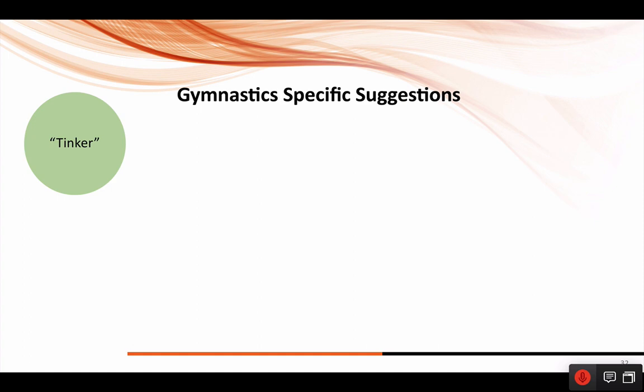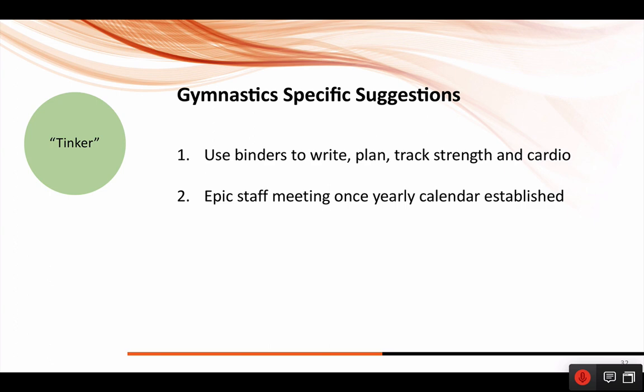Okay, so here are some takeaways that we're going to wrap up with. I think that using binders to write, plan, and track strength and cardio is probably the best thing we've ever done. It also has a journal and some tracking sheets. The next webinar we talk about is monitoring and tracking, how we apply some of these things beyond just the practical level that we've talked about now. And have some sort of massive staff meeting every year to really talk about what went well, what didn't go well, what should we change.